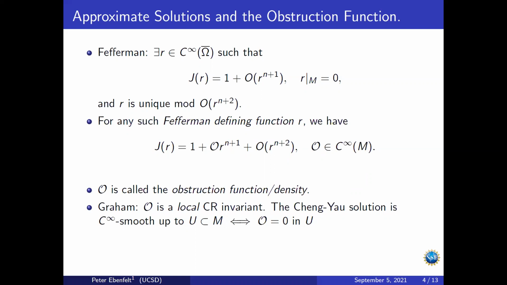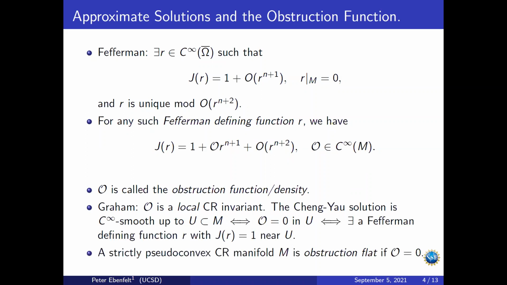He showed more, it's not just an asymptotic expansion, but indeed the Cheng-Yau solution extends C infinity to that piece of the boundary where the obstruction function vanishes. Another way of saying this is that there is a Pfefferman defining function which actually satisfies the equation J(r) equals 1 completely. And by the Pfefferman defining function, you recall I require that to be C infinity up to the boundary. More terminology: a strictly pseudoconvex CR manifold is then said to be obstruction flat if O is identically 0.